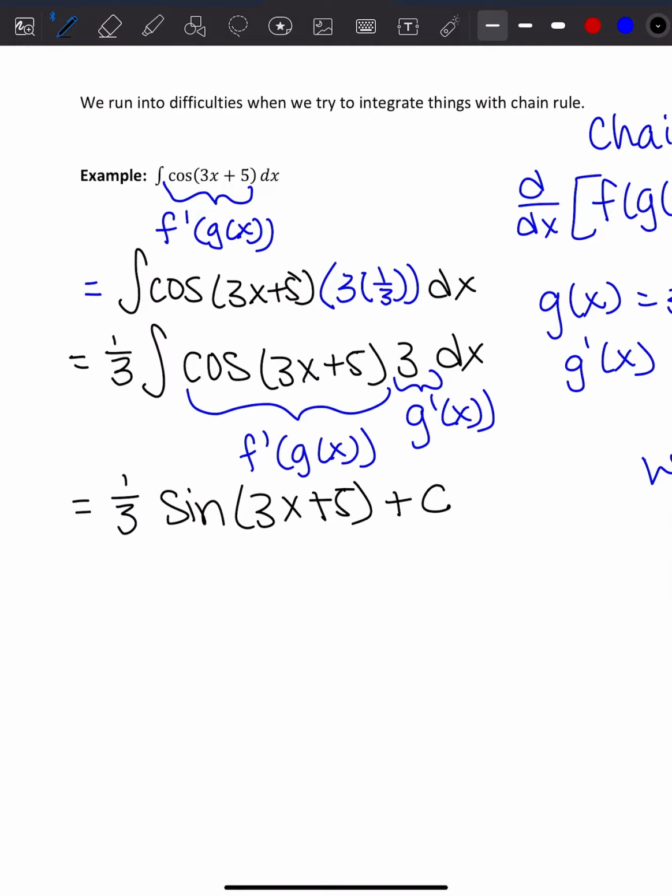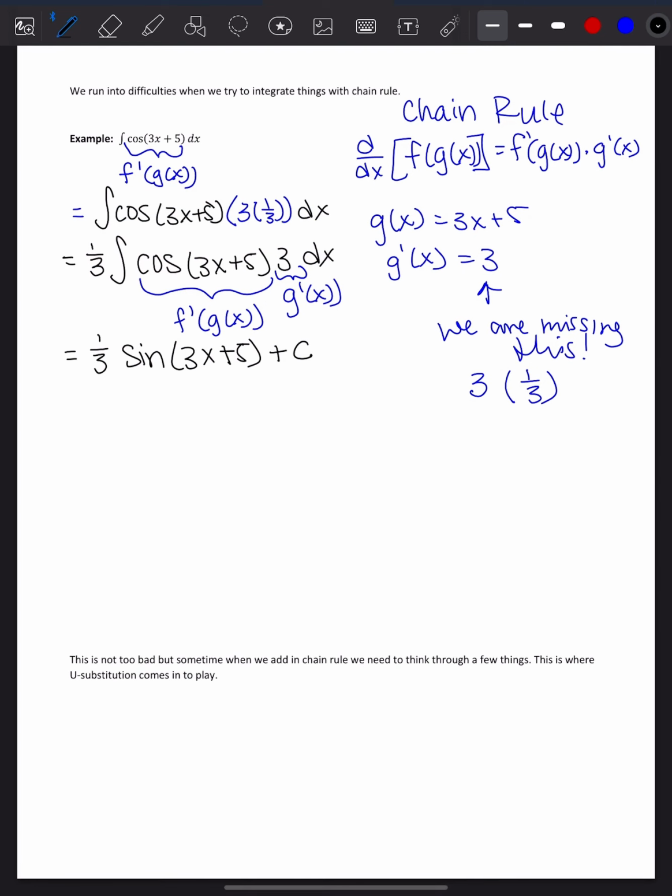The one thing here is if we were looking at this problem, we might forget the 1/3, the 1/3 coming from our chain rule here. This is not too bad, but when we're doing these problems, we are going to have things that are a little bit more complicated. This is where u substitution is going to be coming up.